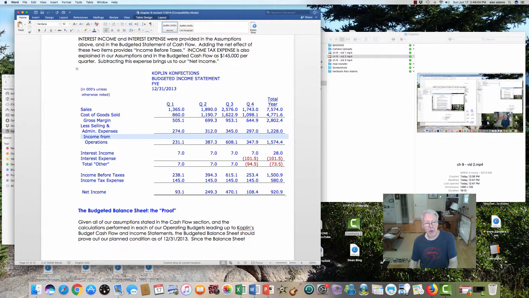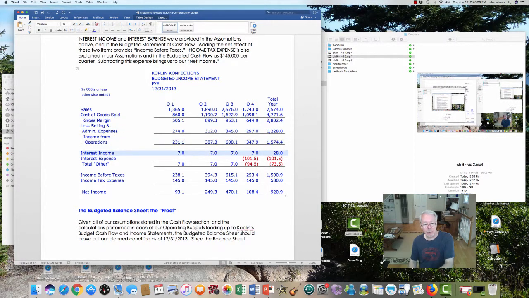All right, then we grab our selling and administrative expenses. Go back to your selling and admin budget, page 247. Don't grab the green number this time. This is not a cash flow. This time we're following GAAP to do an income statement. So the yellow number is the one you want, and that is $1,228,000 for the year, again broken out by quarter. Subtotal, income from operations.